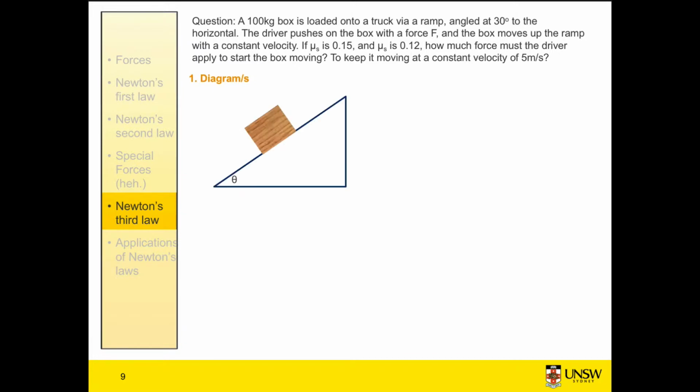We have a box on a ramp inclined at 30 degrees to the horizontal, which I've represented as theta. In this question we have forces acting in 2 dimensions, so we have the weight force directly down, the normal force perpendicular to the surface, the applied force F up the ramp, and the friction force opposing it down the ramp. If we think about our coordinate system, we can make our life quite a bit easier.